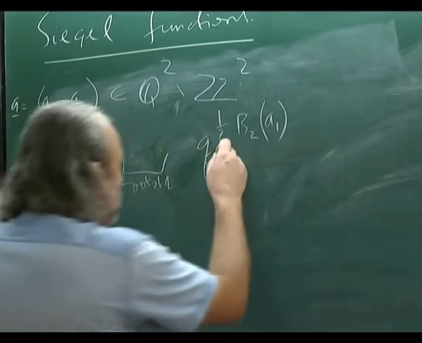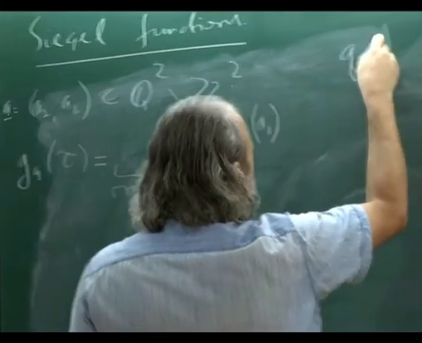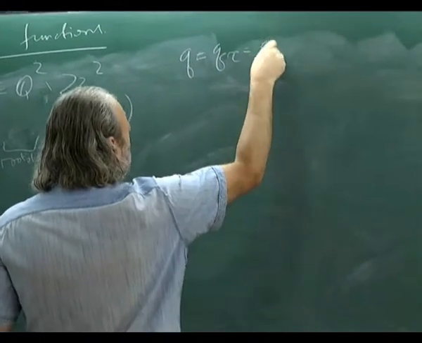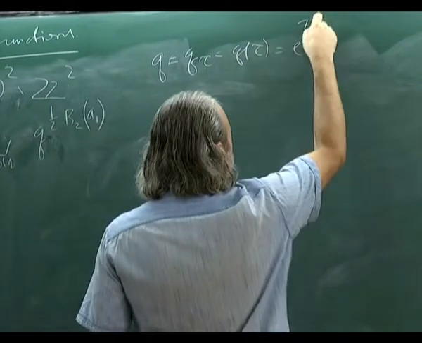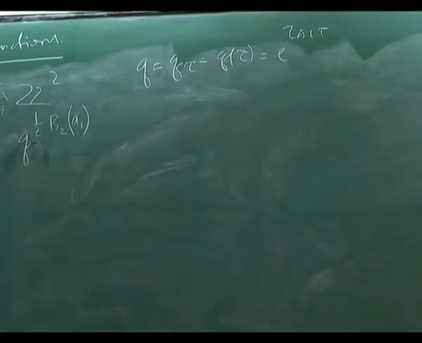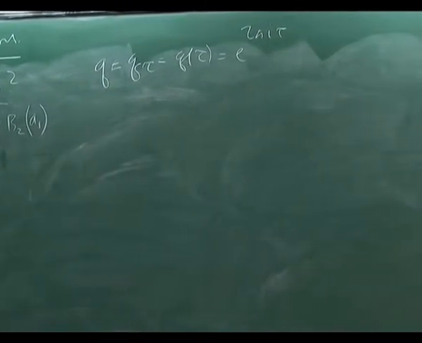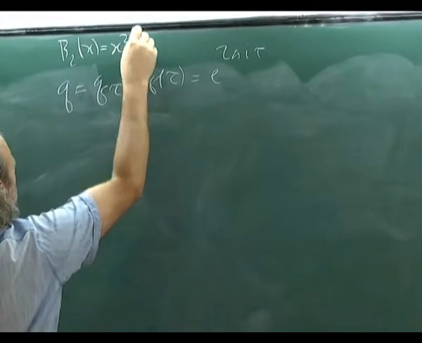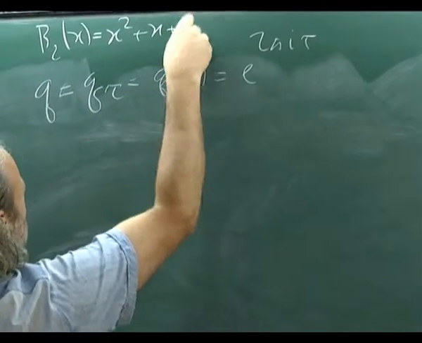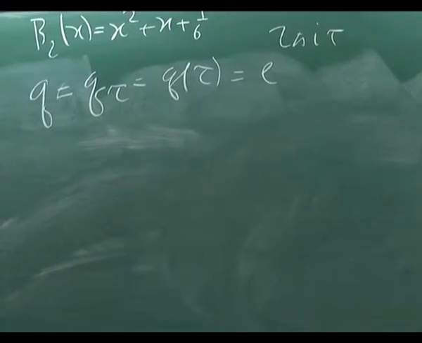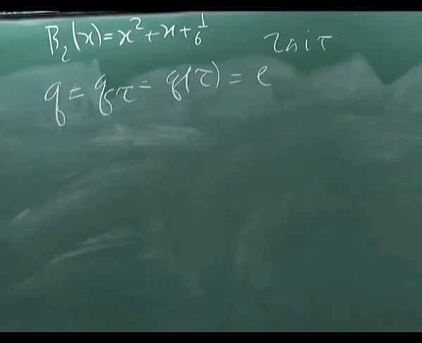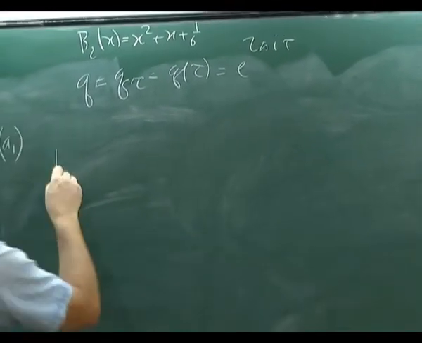Q tau. And where q tau, I will write simply q. q or q of tau is just the usual guy. And B2 of x is x squared minus x plus 1/6, I believe, like this. Good. And here we have a nice product.